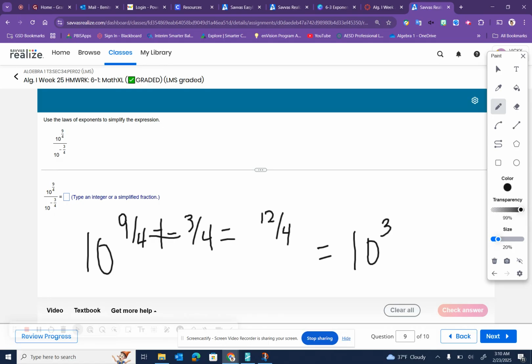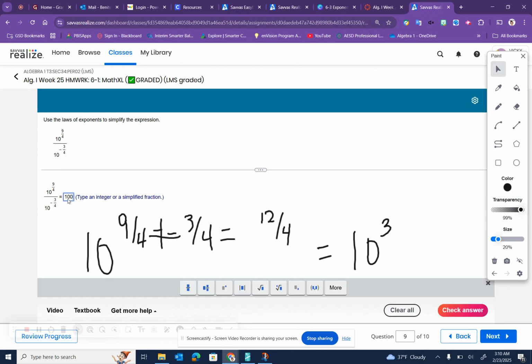So 10 to the third power, we do have to simplify it further. That means 10 times 10 times 10. And 10 to the third power is the same thing as 1,000.